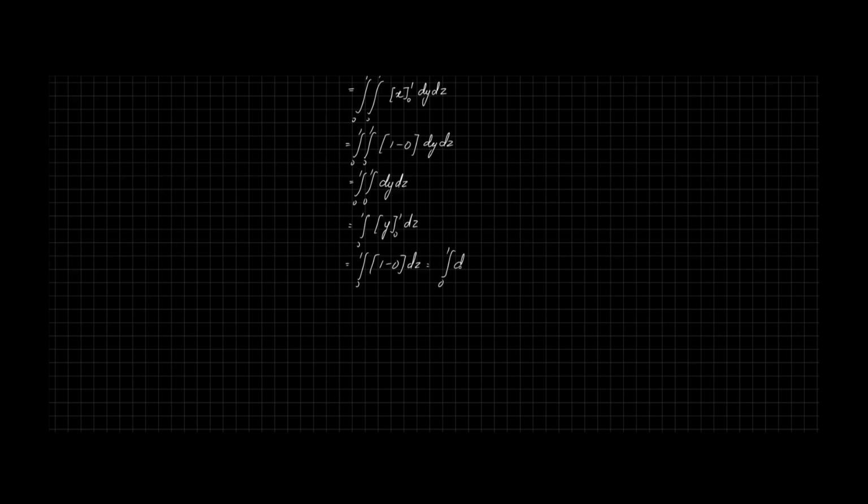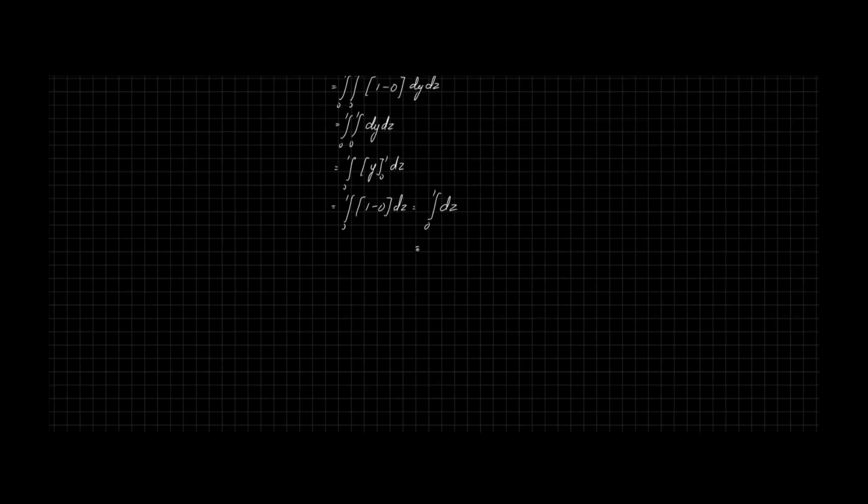That gives you that. And then finally you have the integral from 0 to 1 dz, and that gives you z from 0 to 1, 1 minus 0, which is 1. So your final answer for the triple integral is 1.